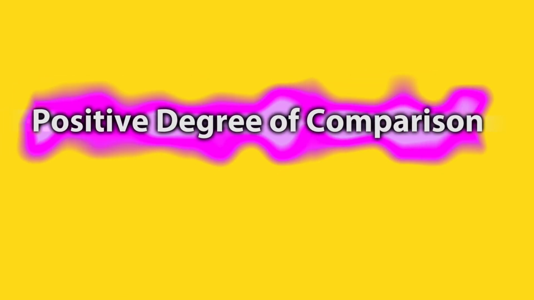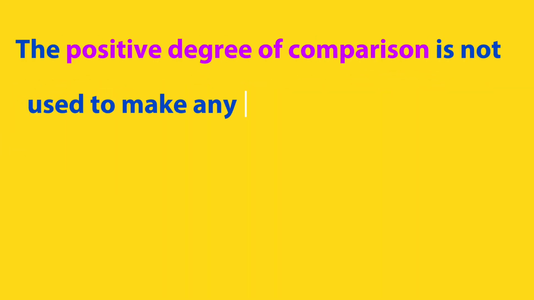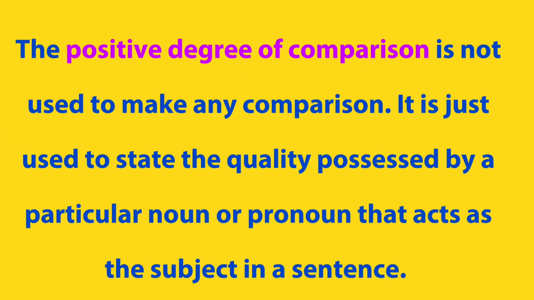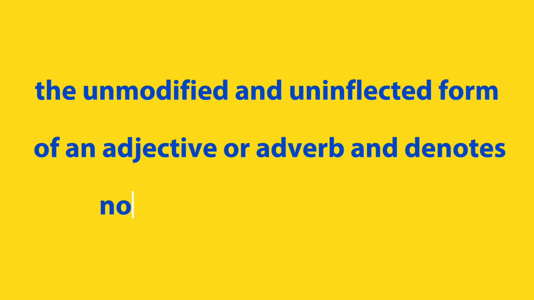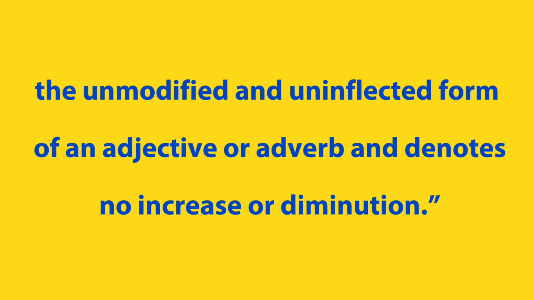Positive degree of comparison. The positive degree of comparison is not used to make any comparison. It is just used to state the quality possessed by a particular noun or pronoun that acts as the subject in a sentence. The positive degree of comparison is relating to, or constituting the degree of comparison that is expressed in English by the unmodified and uninflected form of an adjective or adverb and denotes no increase or diminution.